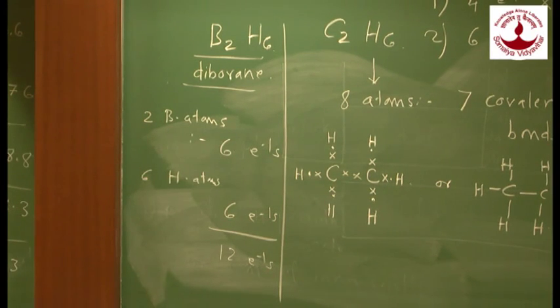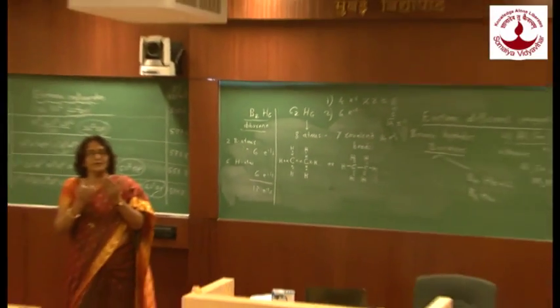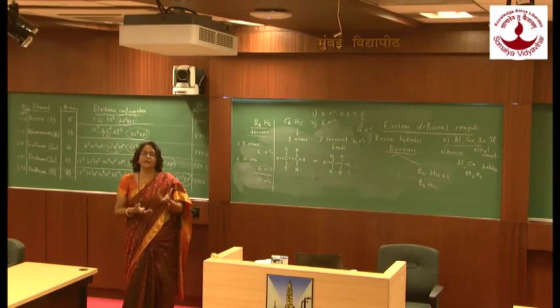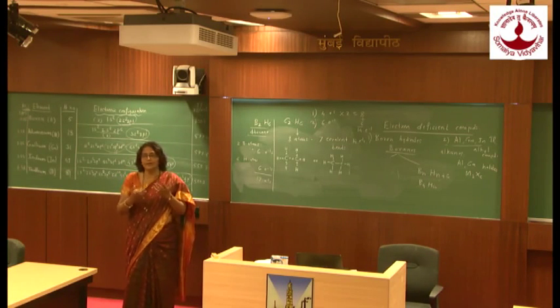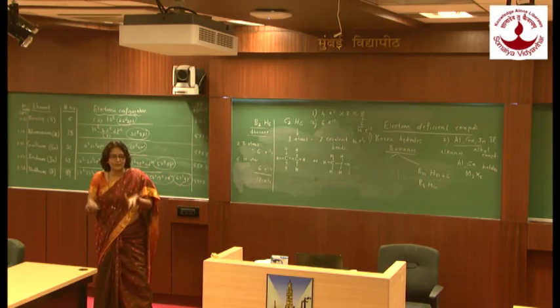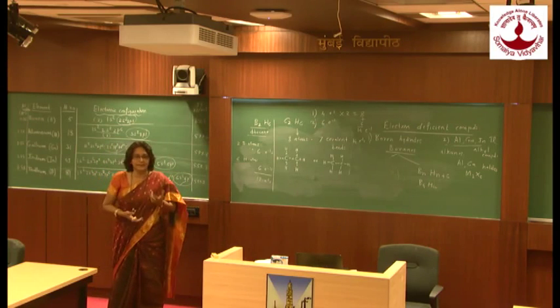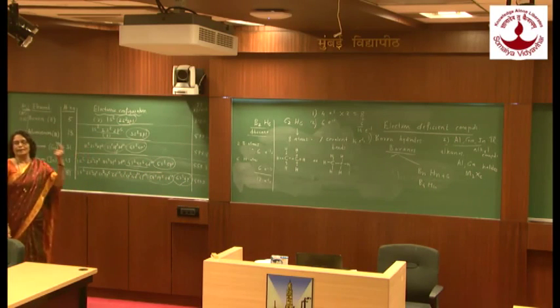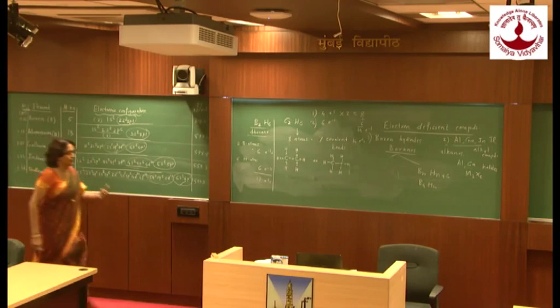Now the minimum number of electrons is not available for bonding. Then what is the type of bonding in diborane, or what is the type of bonding in an electron deficient compound, is very interesting to know. So let us see now the structure of the diborane molecule and the bonding in the diborane molecule.